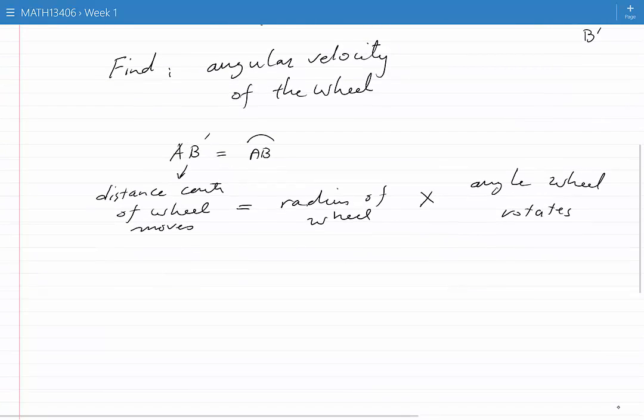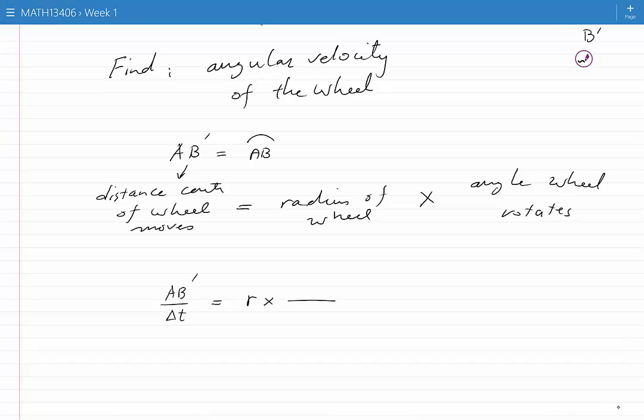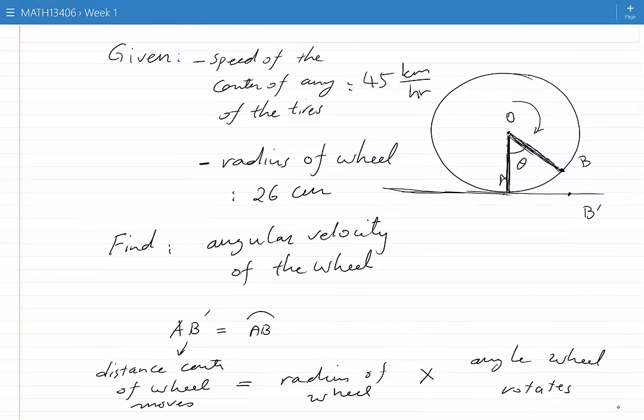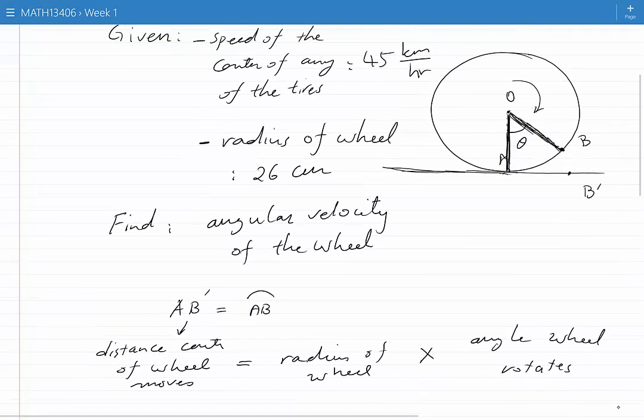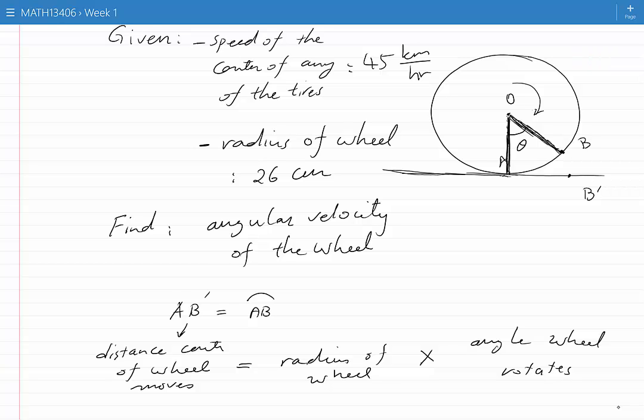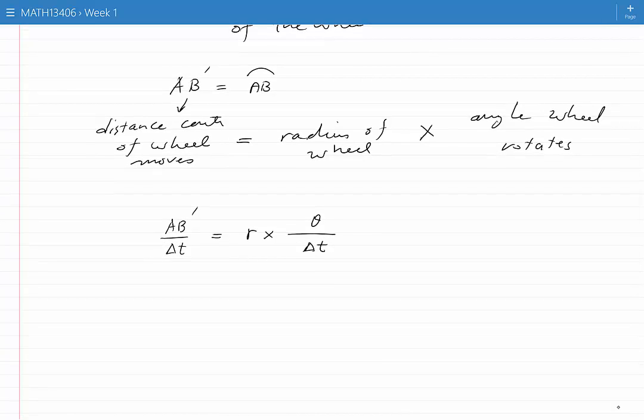If we divide both sides of this equation by time, we will have AB prime divided by delta t is equal to r times the angle, which is theta, divided by delta t. Now delta t is the time where we waited until the point of contact A was replaced by the point of contact B. AB prime divided by delta t, as we can see from the diagram, is equal to the speed of the wheel, or the same as the speed of the car. So I'm showing that by V. That is equal to r, and theta, which is the angle by which the wheel rotated, divided by delta t, is equal to omega, which is the angular velocity of the wheel.